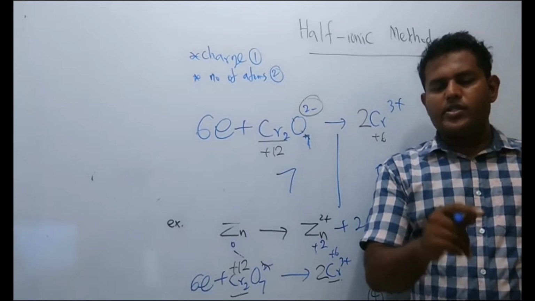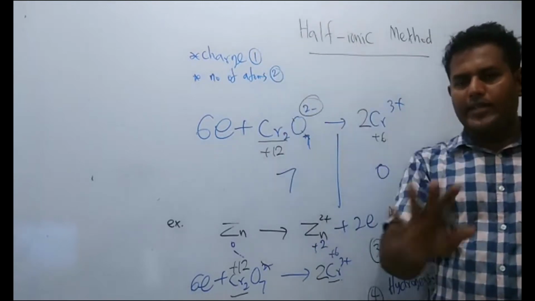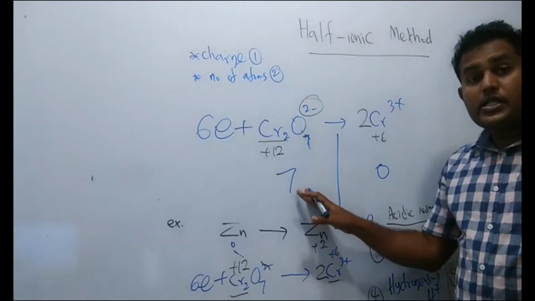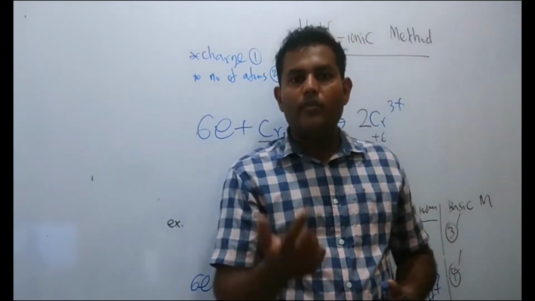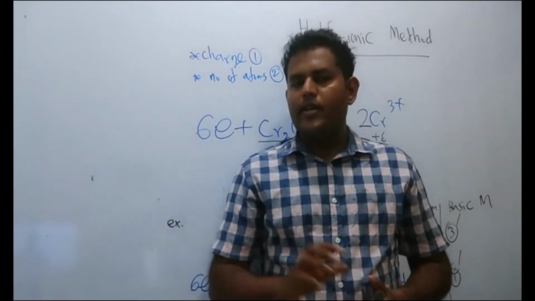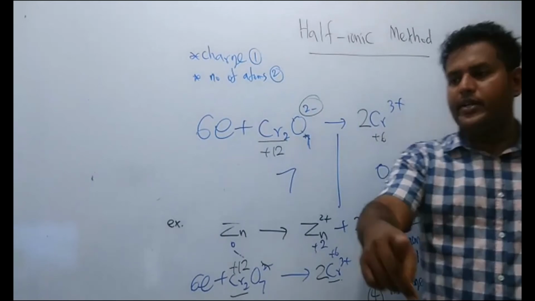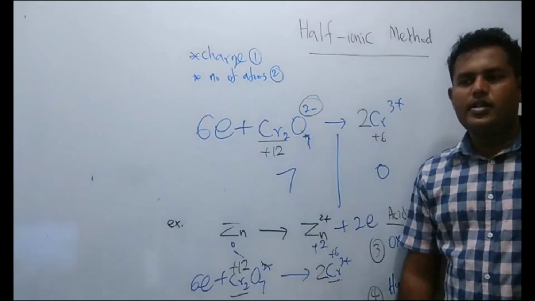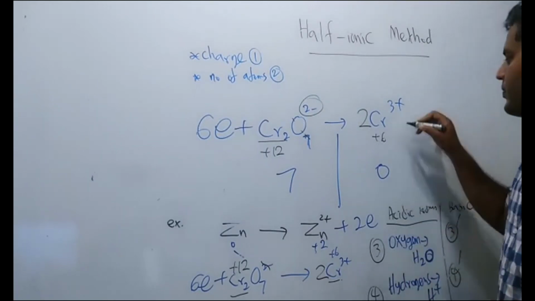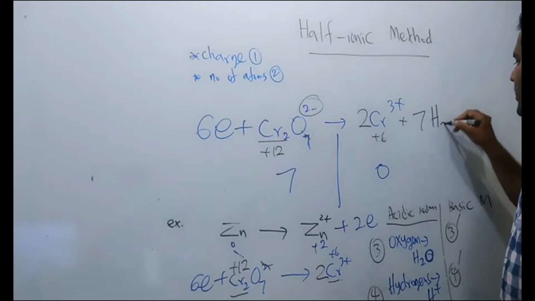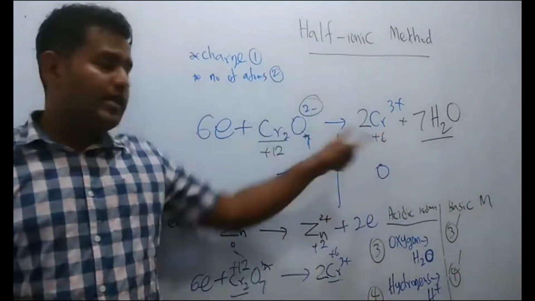In order to balance oxygens, we have to add water. Don't mix up with the previous method, just forget it. If you have 7 oxygens, in order to balance oxygens, you have to add water. In one water molecule, how many oxygen atoms are there? In one water molecule, we have one oxygen atom. So how many water molecules should we add in order to balance 7 oxygens? Definitely 7 H2O. Now you will be getting hydrogens in your equation. Can you see? Now hydrogen is available.